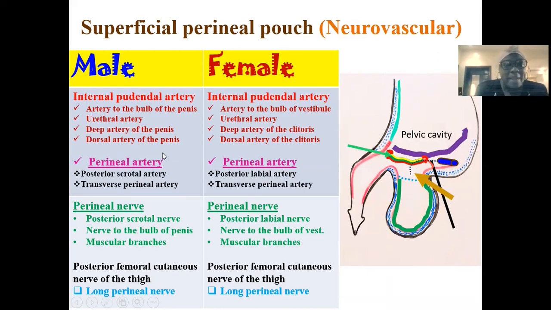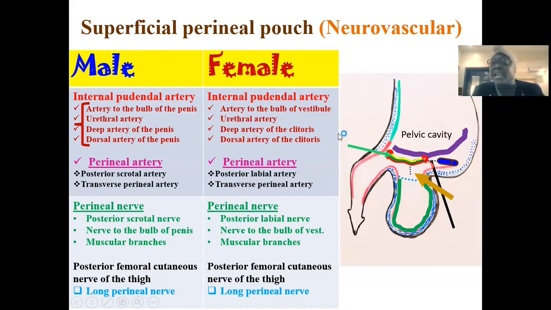So if you try to go back to this table, we have a number of branches from the internal pudendal artery that is captured here at this point. So you have the artery to the bulb of the penis. You have a corresponding named artery in female, which is the artery to the bulb of the vestibule. You have the urethral artery. You have the deep artery of the penis, and you have the dorsal artery of the penis. All these vessels emerge from the internal pudendal artery.